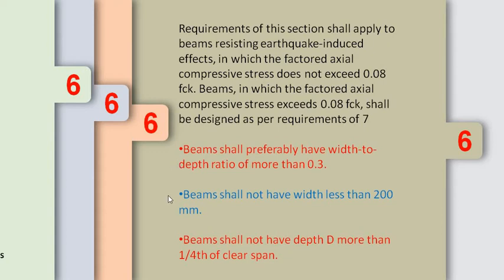Beams shall not have width less than 200 mm. Beams shall not have depth D more than 1/4 of the clear span. This may not apply to the floor beam of the frame staging of elevated RC water tanks.